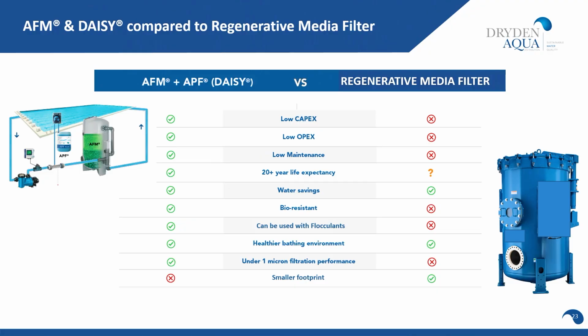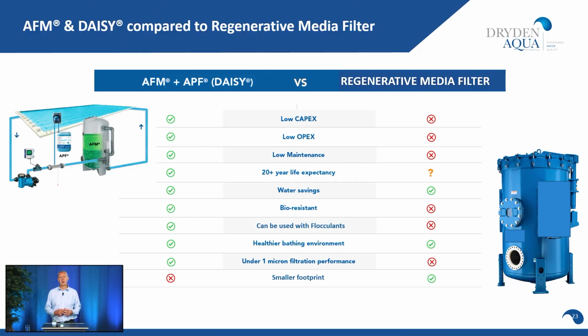Other systems that are growing in popularity and promoted largely on water savings are regenerative media filters. Again, these usually come at quite a high capital expenditure, and not so much of a low operating expense because you're having to recharge these systems with perlite or other powder substances that need to be disposed of and dealt with. So that can make them quite high maintenance as well. Again, life expectancy on these, we've put a question mark. I think it's still too early to tell.